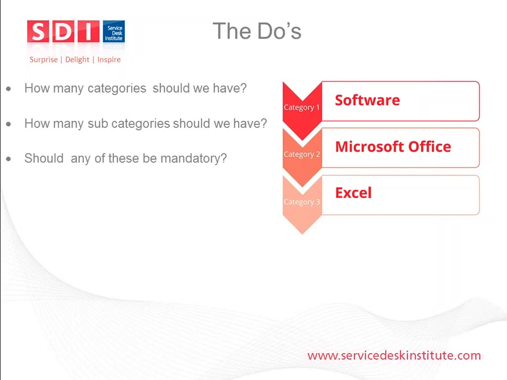Yes, that leads us on to our next one. We've got these fairly broad top categories, which is absolutely reasonable. So how many subcategories should we have to make sure that we get that granular information that we need when we're reporting and managing problems?